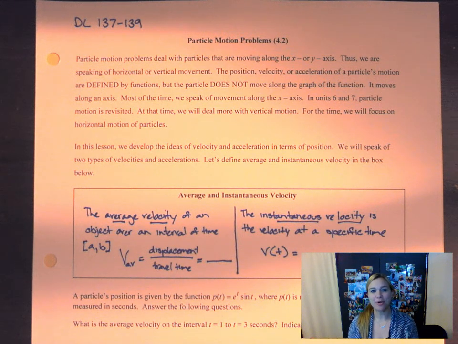Today we're going to talk about particle motion. If you took physics, this should be familiar to you. If you didn't, you'll figure it out very quickly. So we're going to be talking about very boring particles.